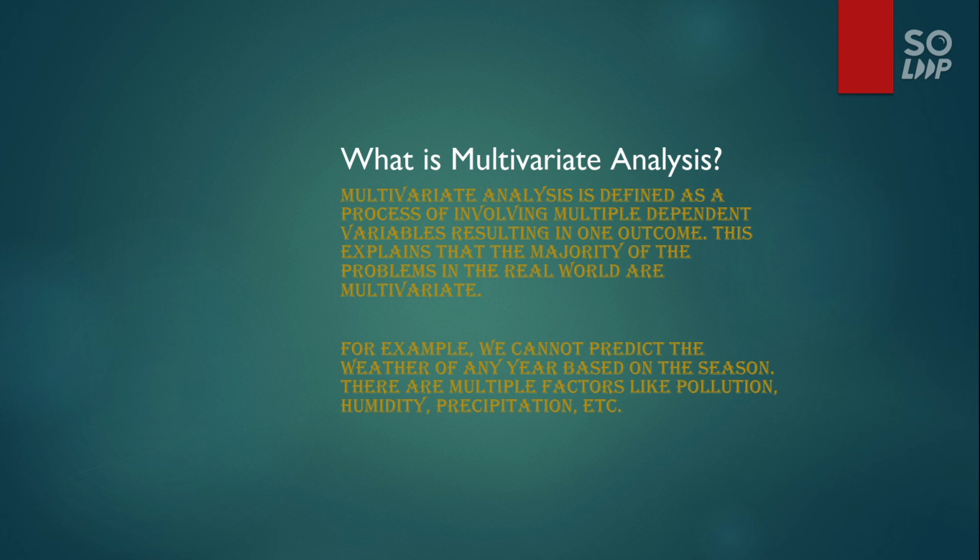What is multivariate analysis? Multivariate analysis is defined as a process involving multiple dependent variables resulting in one outcome. This explains that the majority of the problems in the real world are multivariate. For example, we cannot predict the weather of any year based on the season. There are multiple factors like pollution, humidity, precipitation, etc.